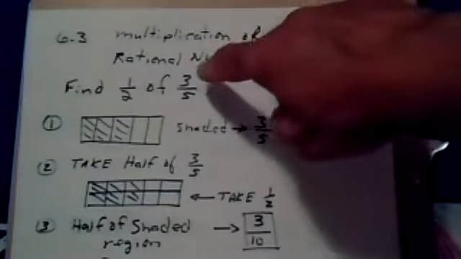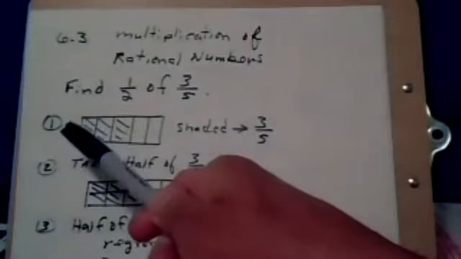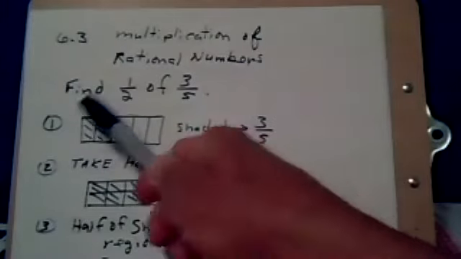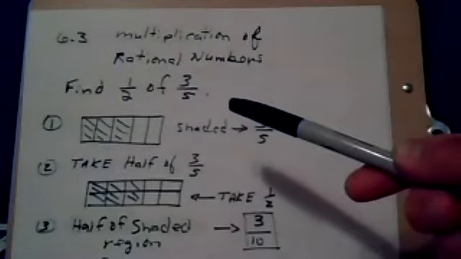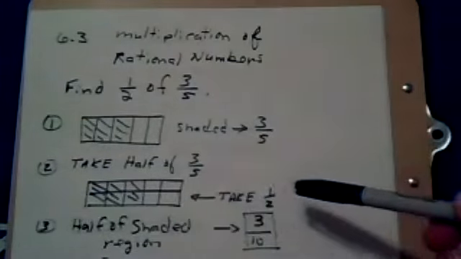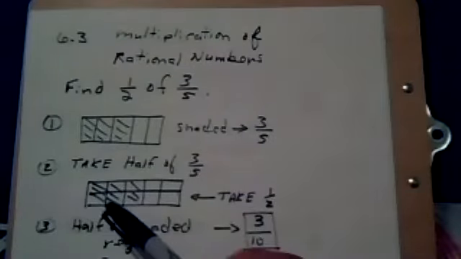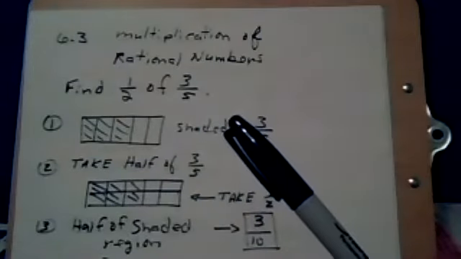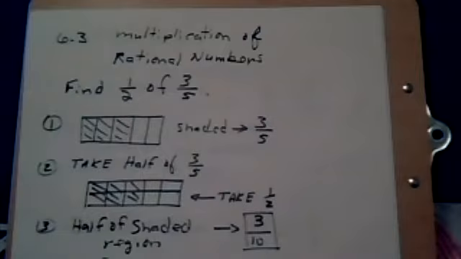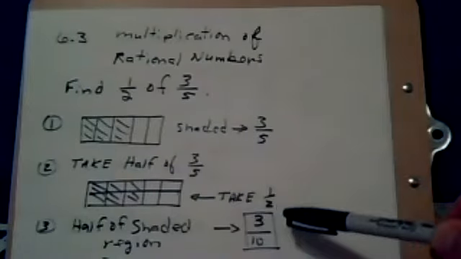So, get the 3/5. 1, 2, 3 out of the 5 pieces are shaded. 3/5. Now take half of that. So you cut it in half. And that leaves 1, 2, 3 out of how many pieces? 1, 2, 3, 4, 5, 6, 7, 8, 9, 10. Which is 3/10, right? So just by looking at the shading, this turns out to be 3/10. Remember 3/10.